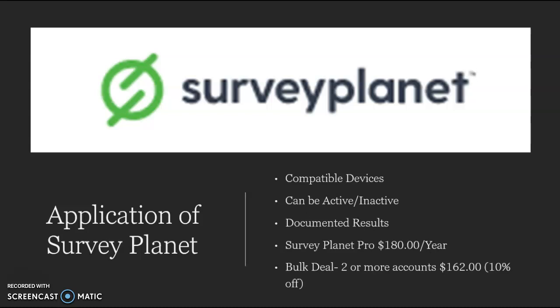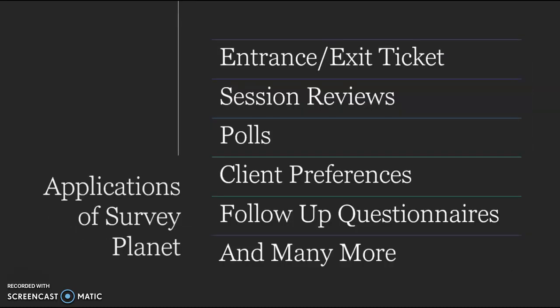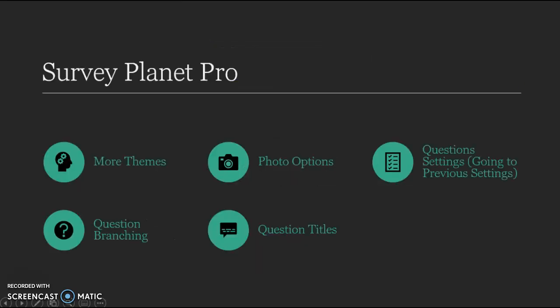Or if you could get a group of people of two or more, you could get 10% off and get it knocked down to $162 a year. All right. So things you can use it for are things such as entrance and exit tickets, session reviews, polls, client preferences, follow-up questions, and many more other options. All right, and Survey Planet Pro.